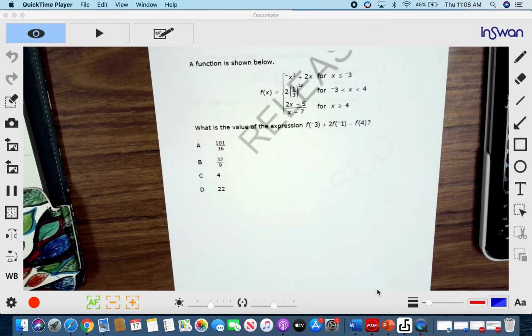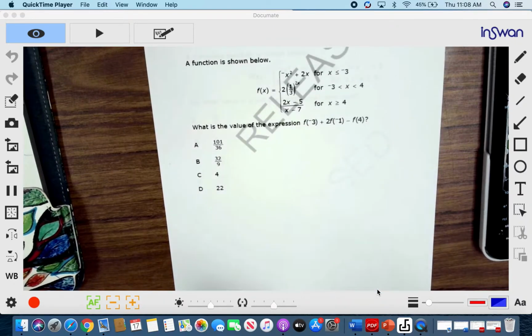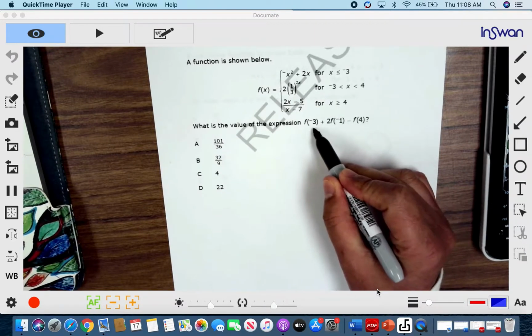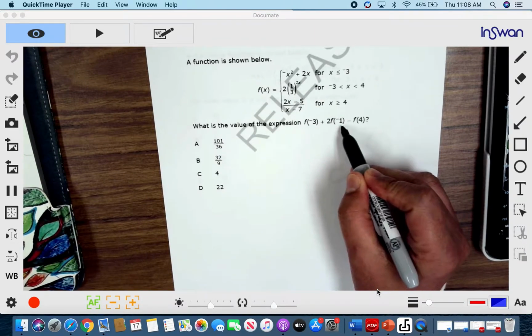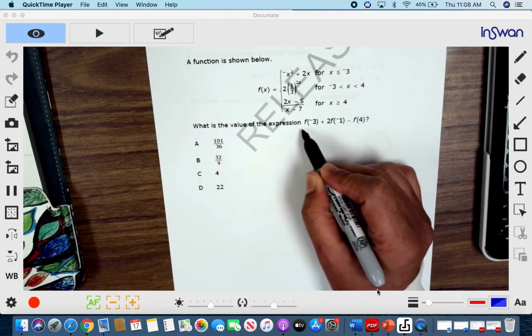Piecewise functions on evaluation and continuity. Let's say you have this series of evaluation, you're asked to simplify it and you have your given choices. You are asked to find the value of f(-3) plus 2 f(-1) minus f(4). The best way to do this is to take them into pieces.